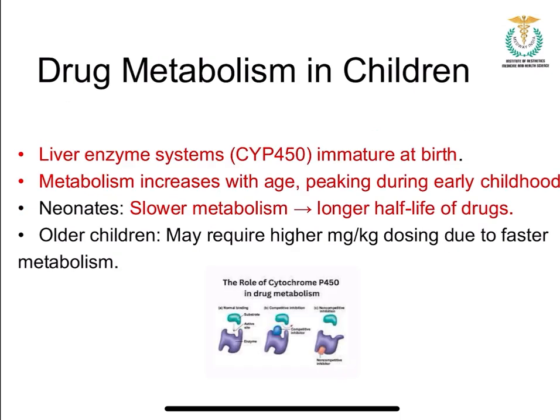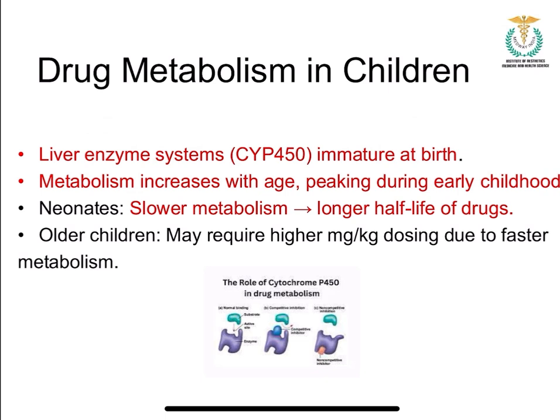Now, drug metabolism in children. Liver enzyme systems, CYP450, are immature at birth. But metabolism increases with age. It peaks during early childhood. In neonates, the metabolism is much slower, and hence there is a longer half-life of drugs. In older children, they require higher mg per kg due to faster metabolism.